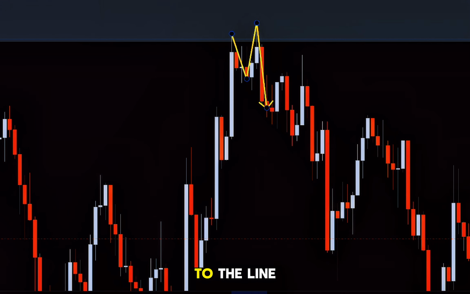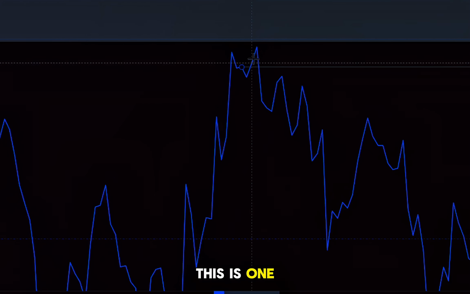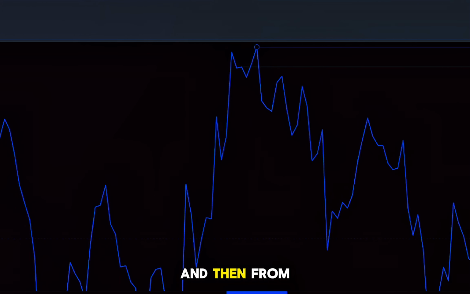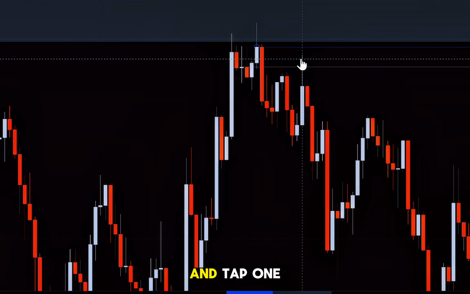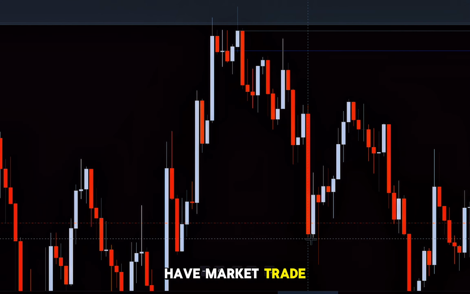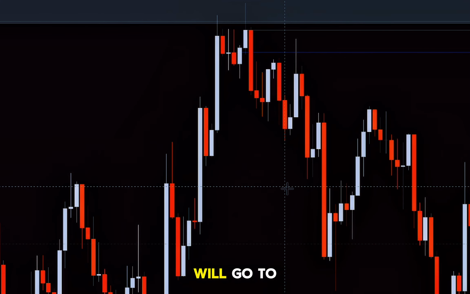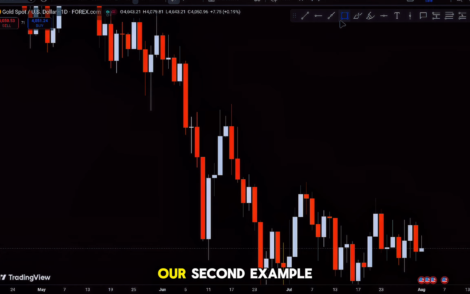If we go to the line chart, you can identify some levels. This is one level, this is another, and then from there market will come and tap one of them, and you can have market trade to the downside. You locate the next daily support, and mostly market will go to that side. So this is our second example.